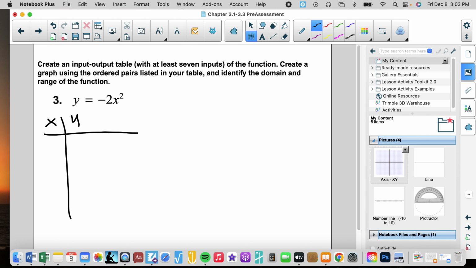So if we do x, y, we can do our graph here. I don't have to show it. So when we plug in 1, we get -2. When we plug, oh, sorry.